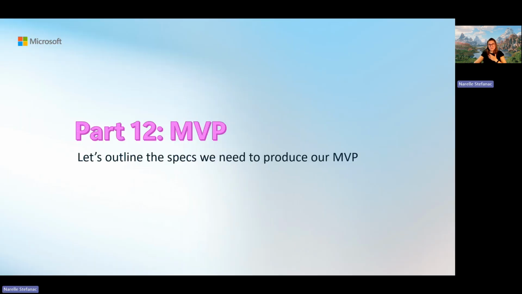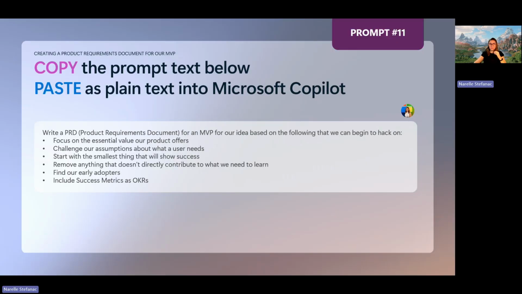Now we get to do our MVP. And when you do a minimum viable product and we're listing out the specifications for it, we're actually designing a product requirements document. So that's the sort of language we're going to use in this prompt. Write a PRD, which is a product requirements document, for an MVP, which is a minimum viable product, for our idea based on the following that we can begin to hack on. We're asking it to do quite a lot.